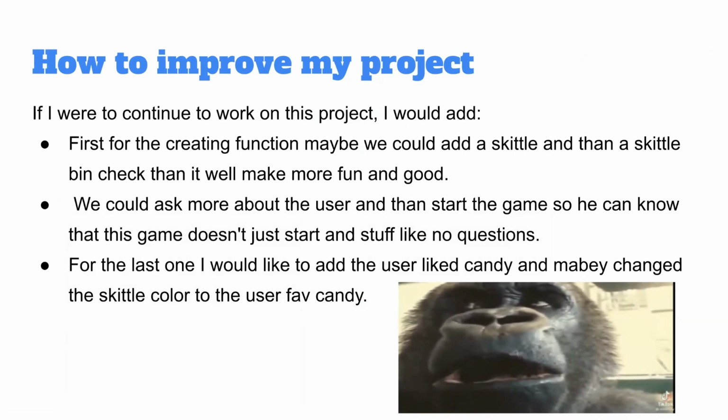For the last question, I would like to add a user like candy, maybe change the schedule and then add the user like the candy. Like if the user likes the candy Jolly Rancher, it will ask what color is your Jolly Rancher? Purple, green, blue, or whatever. And then calculate it like the schedule one.